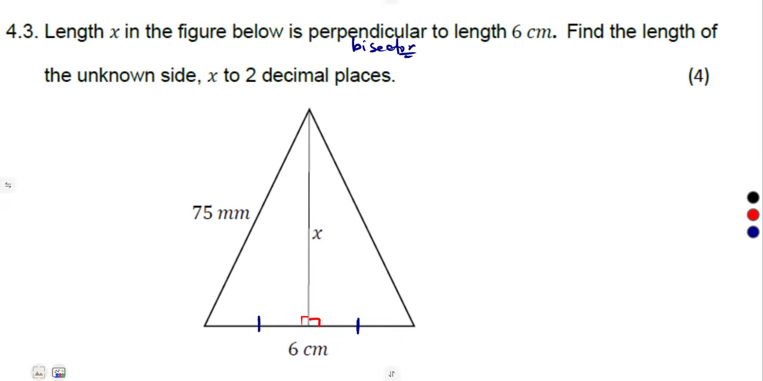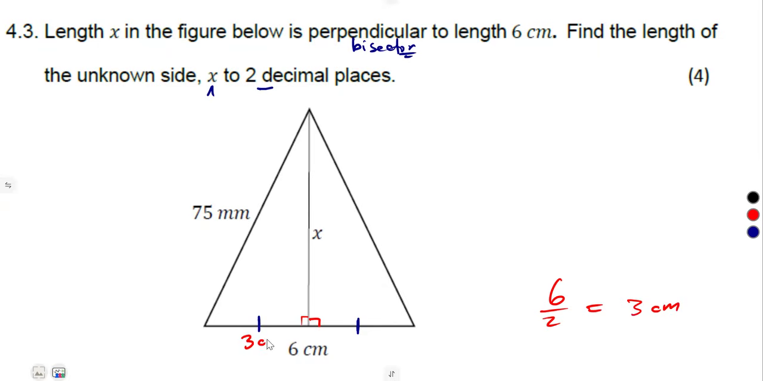All right. Anyways, the question was find the length of the unknown side x to two decimal places. What will be our unknown side if we know that it is a perpendicular bisector? We know it is going to divide the 6 centimeters into 2. 6 divided by 2, which is 3 centimeters.